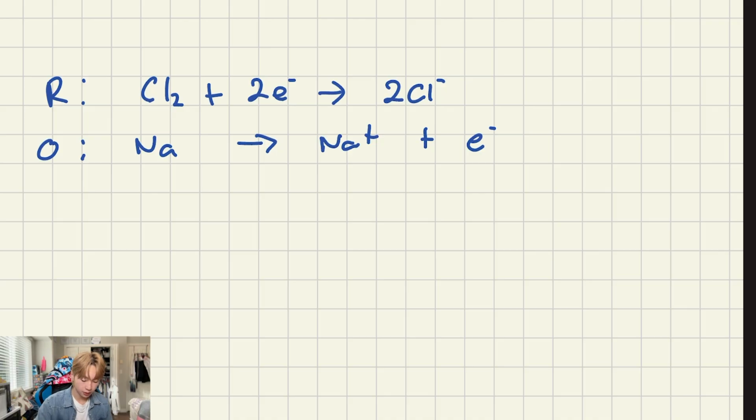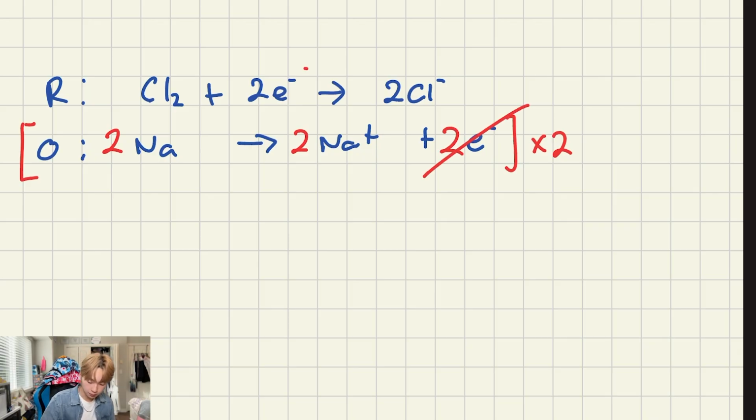Okay, next we're going to try to balance the number of electrons by multiplying the entire half reaction. We see that in our reduction we have 2 electrons being gained, and in our oxidation we have one electron being lost. So we have to multiply the entire oxidation reaction by 2 so that our electrons can cancel out. So we'll have 2 Na becoming 2 Na plus and 2 electrons. Now we can just cancel out the electrons. So boom and boom, it's gone.